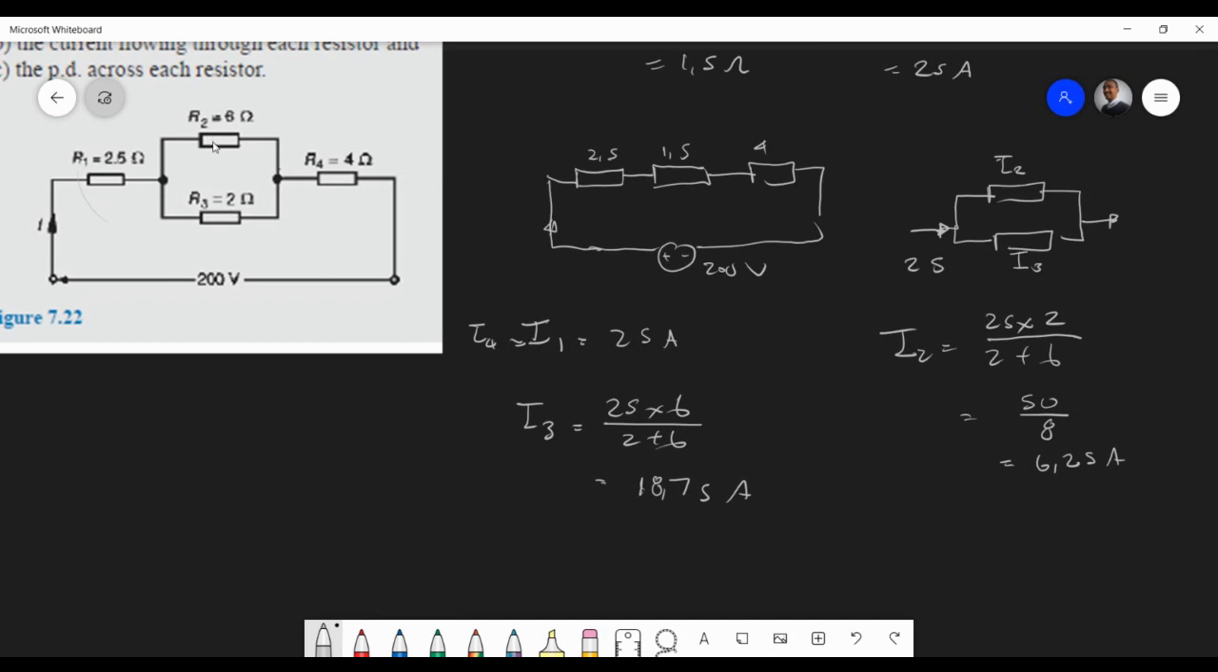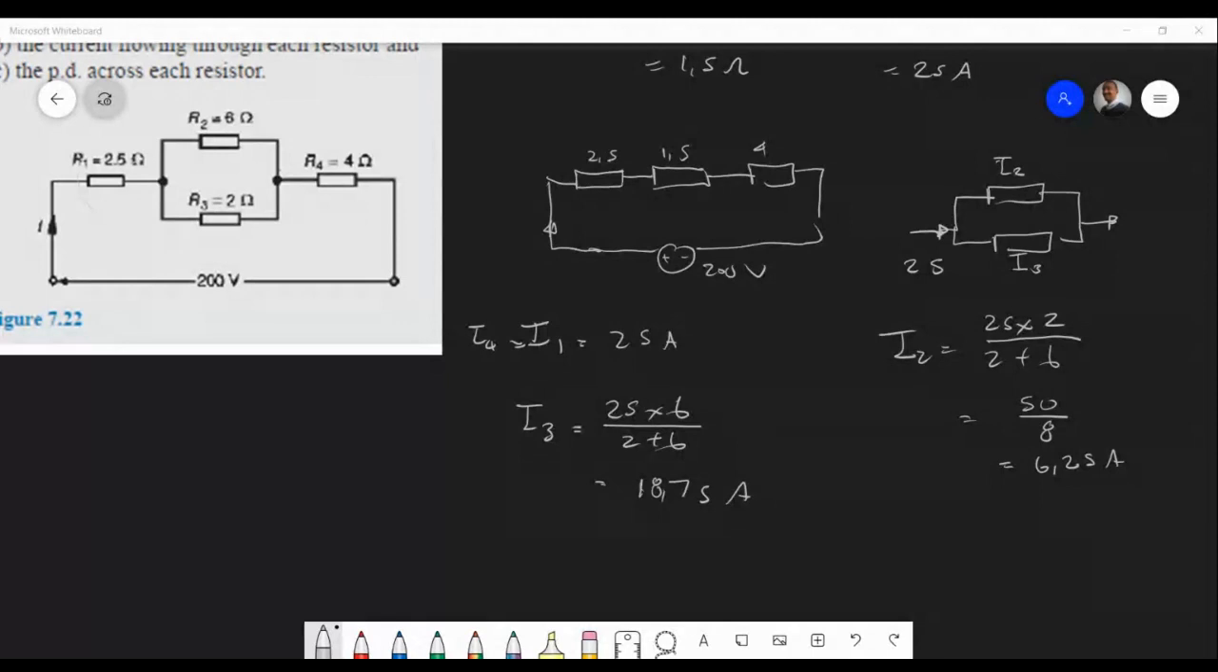Yeah, and of course, the one with the higher resistance, we get less current, and the lower resistance gets more current. Okay, is everyone happy with this? Great. Are there any questions here?